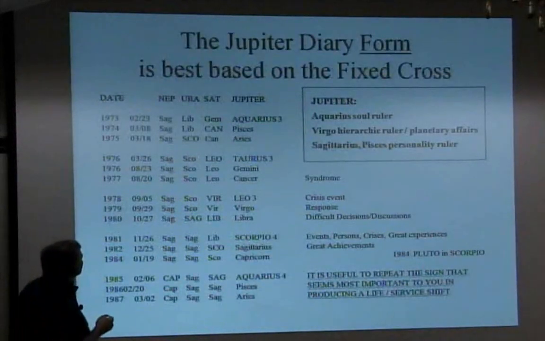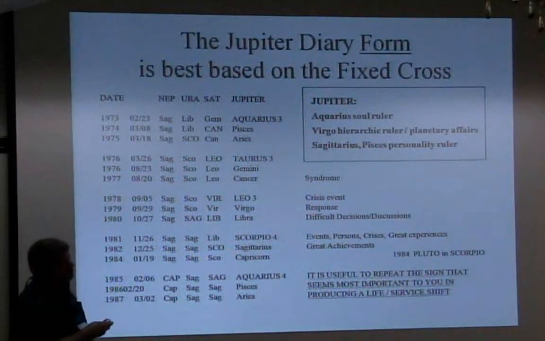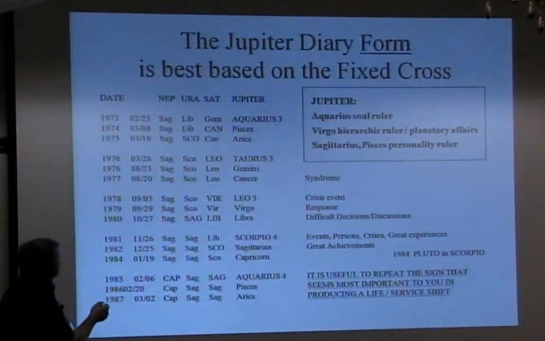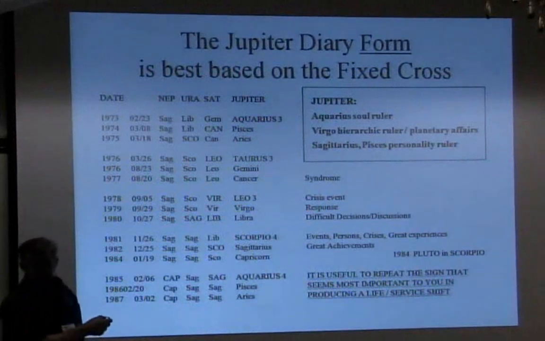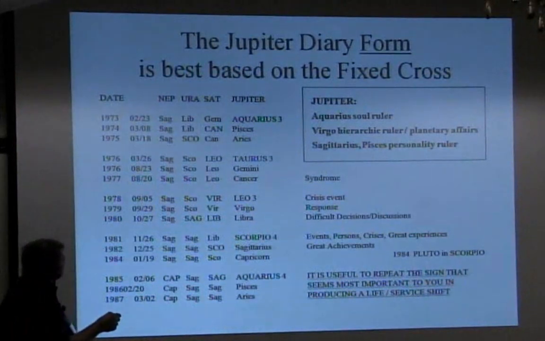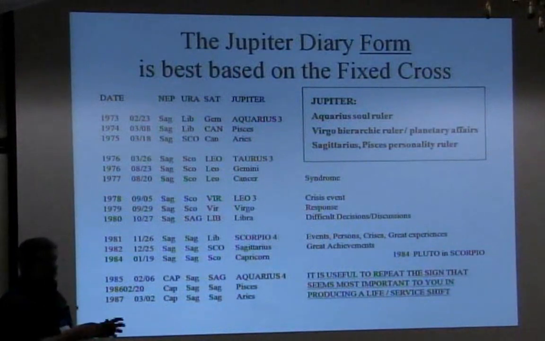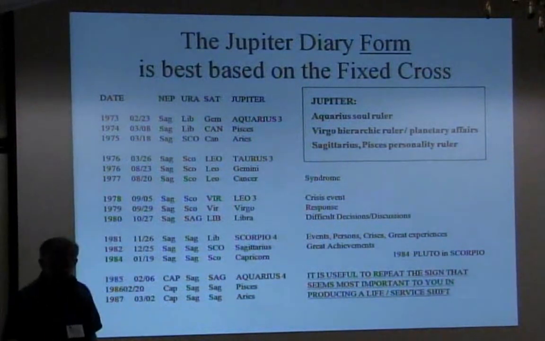So here we have the Jupiter diary form. I think it's best based on the fixed cross, particularly for students, spiritual students. I divide it into sets of 3 signs. So here you have, personally, I prefer starting with Aquarius and then ending with Aquarius so I can compare those two cycles in particular. But then the crises for me tend to happen in Leo. I just put these in at random basically to see what sorts of things you can add to the chart that I actually hand out with the book.